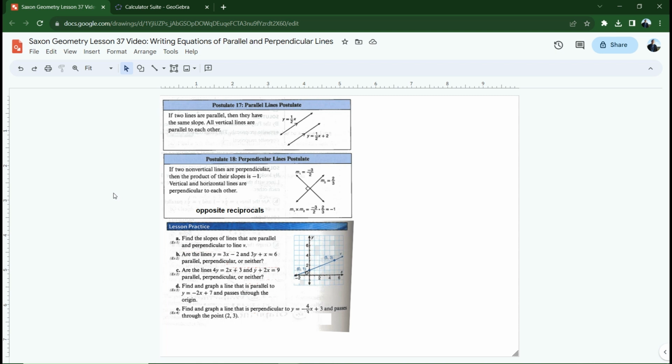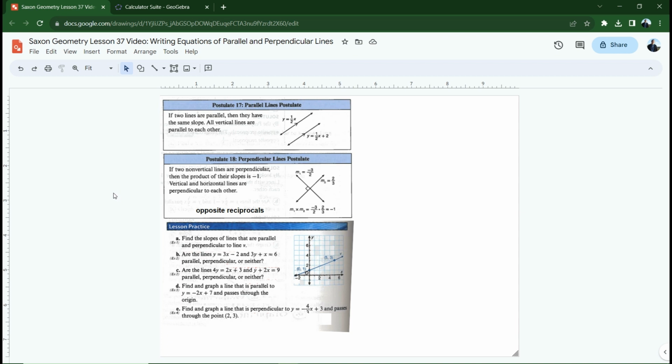Hey, geometry students. In this lesson, we're going to be talking about the equations of parallel and perpendicular lines. Now, this is a review lesson from algebra. What we're going to be learning here is pretty much exactly the same, except we're going to learn that these are actually postulates in geometry. We have a parallel lines postulate.